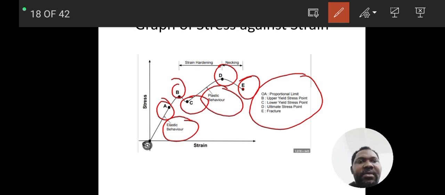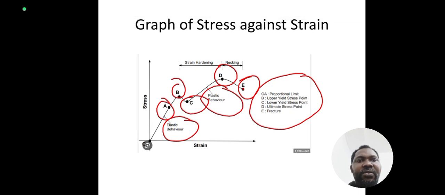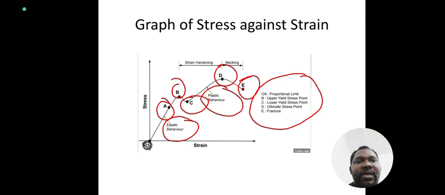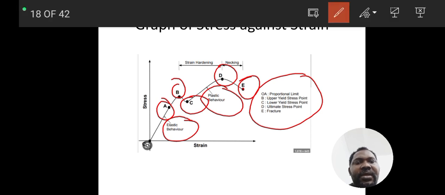Now, let's look at a few notes on this. So we start with the elastic region. The elastic region refers to the portion of a stress strain curve where the material exhibits purely elastic behavior. And you saw that in the graph. We can look at that quickly here. That is the elastic behavior. As long as the graph is between OA this way, the material still has its full elasticity.